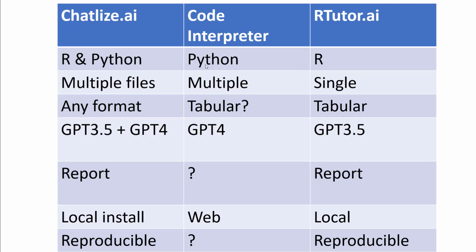Code Interpreter is Python. RTutor is mostly R. Chatlize is both R and Python. And while RTutor can only handle one file, which has to be a tabular file, Chatlize can handle multiple files. And also you can use GPT-4 here.